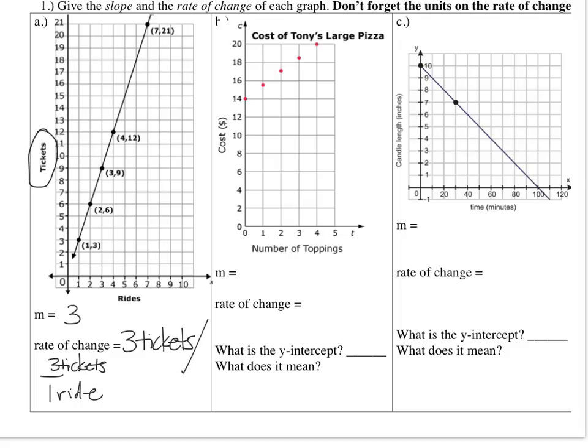And sometimes you can just put a slash for where you want the word per to go. So it's 3 tickets per ride, like that. And so that would be the rate of change. So now the rate of change has a meaning, where you know that you get 3 tickets for every ride. Or you have to pay 3 tickets to ride a ride. So that being said, go ahead and stop the video, take a look at B and C, and then tune right back in, and I will help you figure them out.